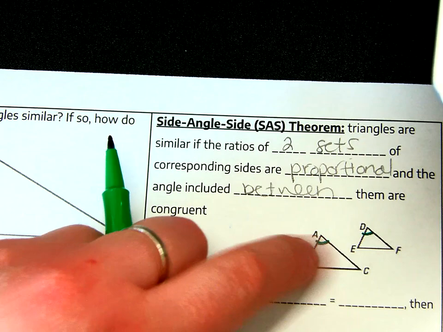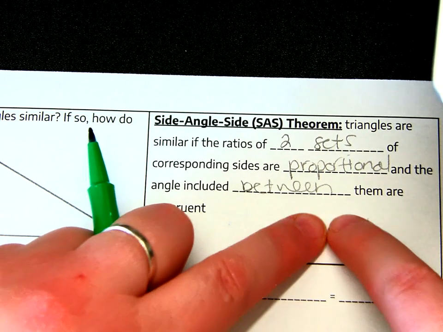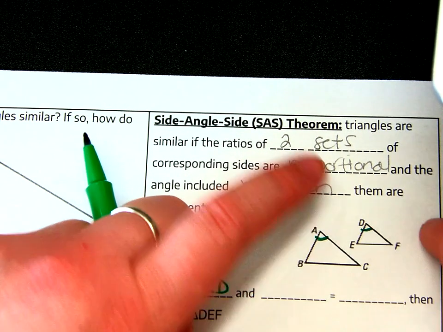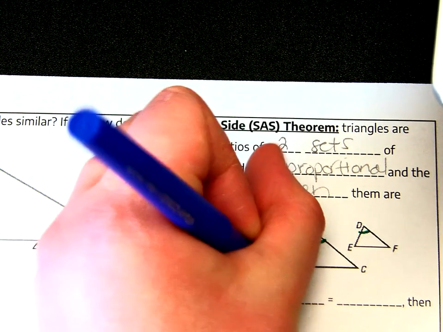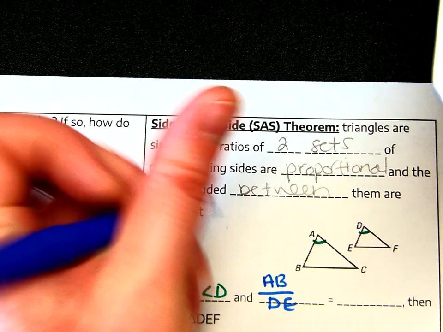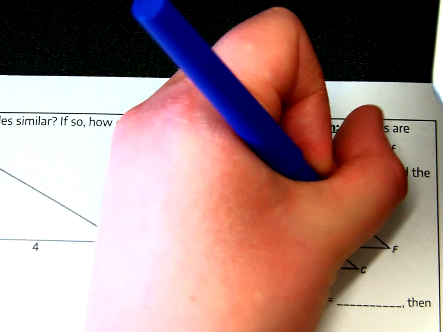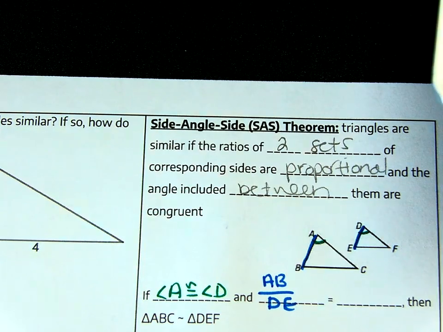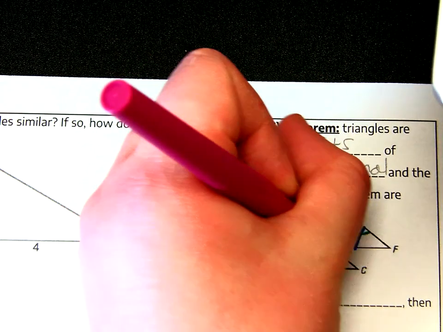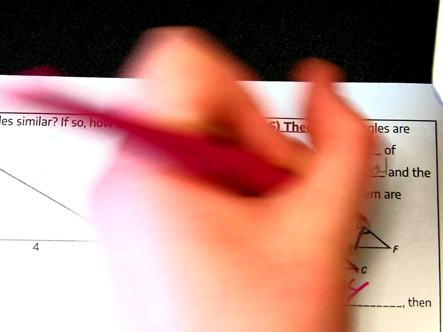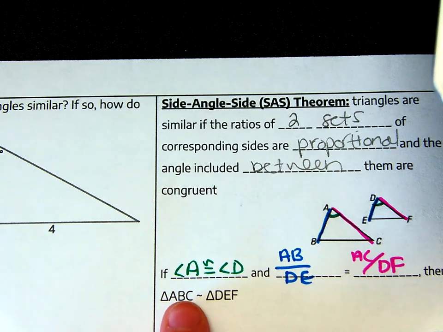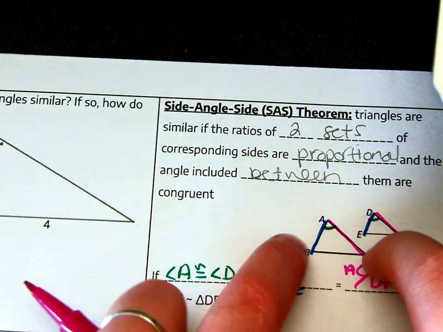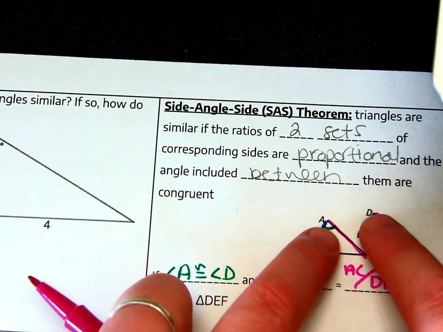Now, if the sides here and here, which include angles A and D, end up being that we have AB divided by DE, so this side divided by that side, if it ends up equal to whatever AC over DF is, then those two triangles are going to be similar. I get to write it in the statement. Notice I have to put the two sides with the congruent angle in between them.